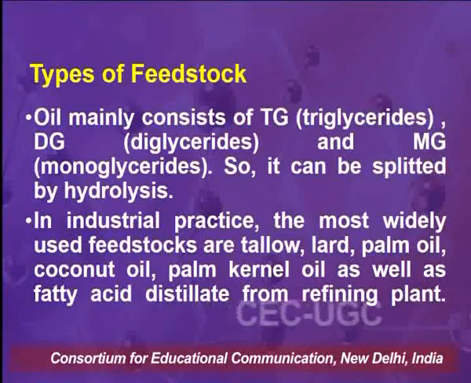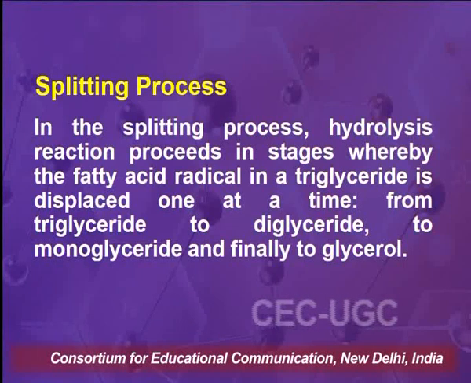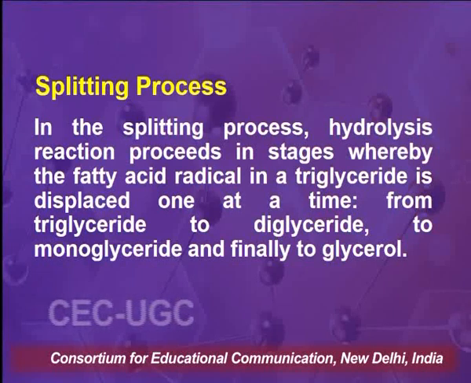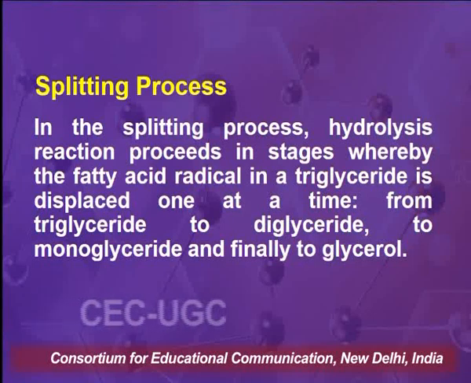Oil mainly consists of TG, that is triglycerides, DG, that is diglycerides, and MG, that is monoglycerides, so it can be split by hydrolysis. In industrial practice, the most widely used feedstocks are tallow, lard, palm oil, coconut oil, palm kernel oil, as well as the fatty acid distillate from the refining plant. In the splitting process, the hydrolysis reaction proceeds in stages whereby the fatty acid radical in a triglyceride is displaced one at a time. From triglyceride it forms diglyceride, and from diglyceride it forms monoglyceride, and finally glycerol.